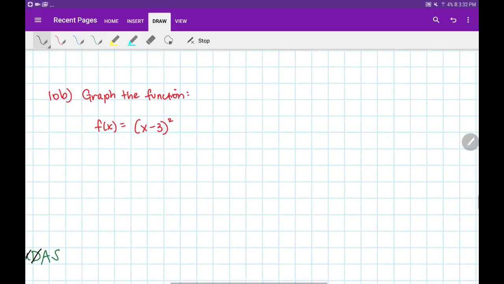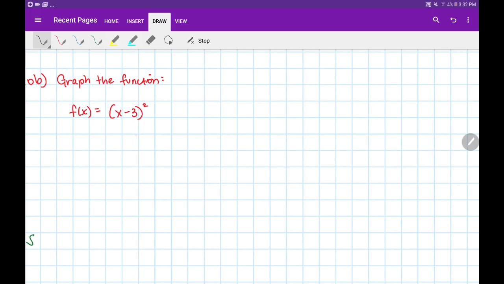Okay, let's go to number 10. Graph the function. So this is in vertex form. The missing number outside is 0, so my vertex will be: flip the inside, becomes a positive 3, keep the outside number, stays 0, and then this is opening in the positive direction.